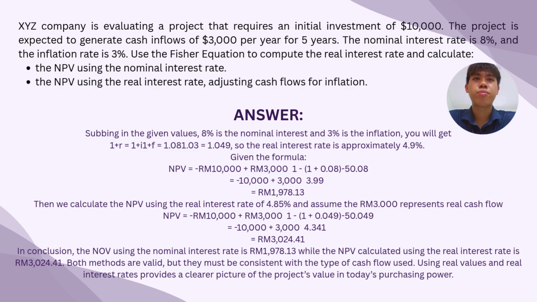Assuming the 3K represent real cash flows, adjusted for inflation, the formula becomes NPV equals negative RM10K plus 3K times 4.341, and the answer will be RM3,024.41. In conclusion, the NPV using the nominal interest rate is RM1,979.13, while the NPV using the real interest rate is RM3,024.41.